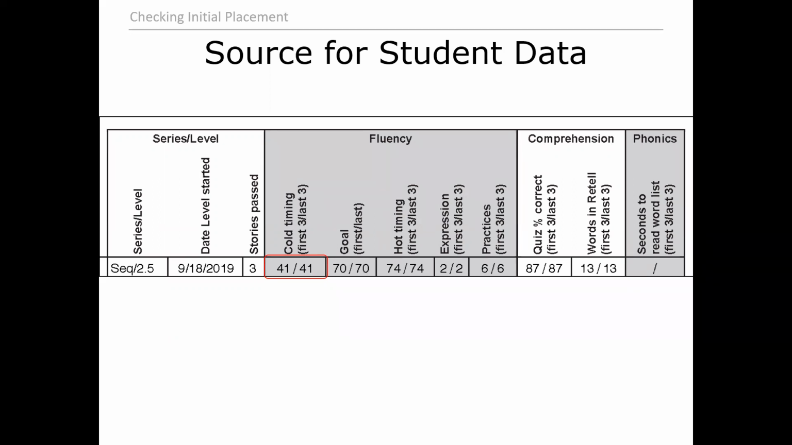Okay, but once they pass 4, 5, 6, 7, 8 stories, now they're pulling from different data points. Okay, and of course, other information that's in there is the goal, the hot timing, expression ratings, average number of practices, average score on their quiz, average number of words in their retell, and then how they did on their word list.